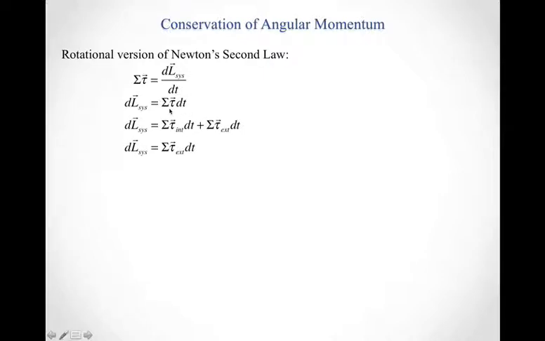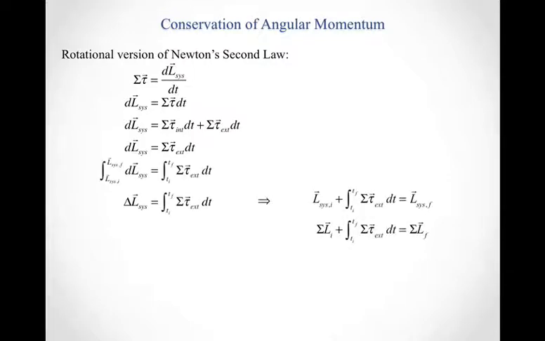The net torque, I can break up into internal torques and external torques. Again, the internal torques are just torques that one part of my system generates on another, and when I sum them over the whole system, they cancel out. And so I'm left with the net external torque acting on the system times my differential time element dt, which tells me how the total angular momentum of my system is going to change.